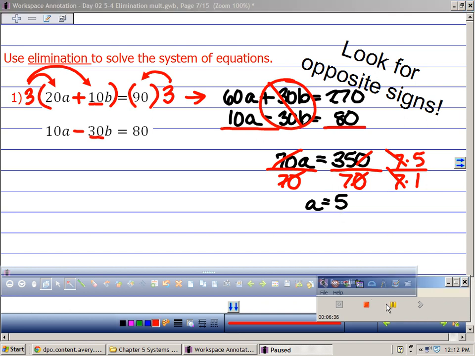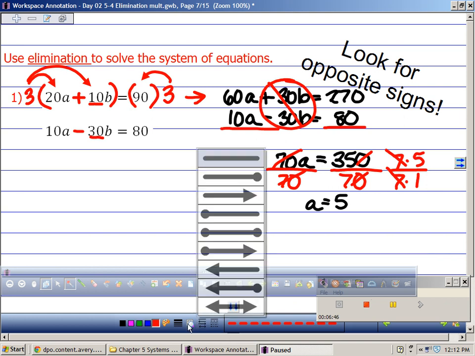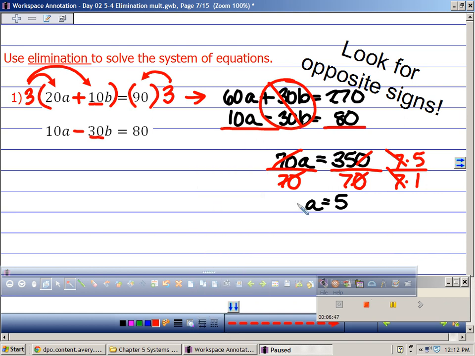Okay, so now that I know that the quantity of A is 5, what am I going to do with 5? Think, substitute. I want to substitute A back in. Which equation am I going to substitute A back into? Why? Okay, good, it's easier. It doesn't really matter though. Whichever one you want to, whichever you're more comfortable with.